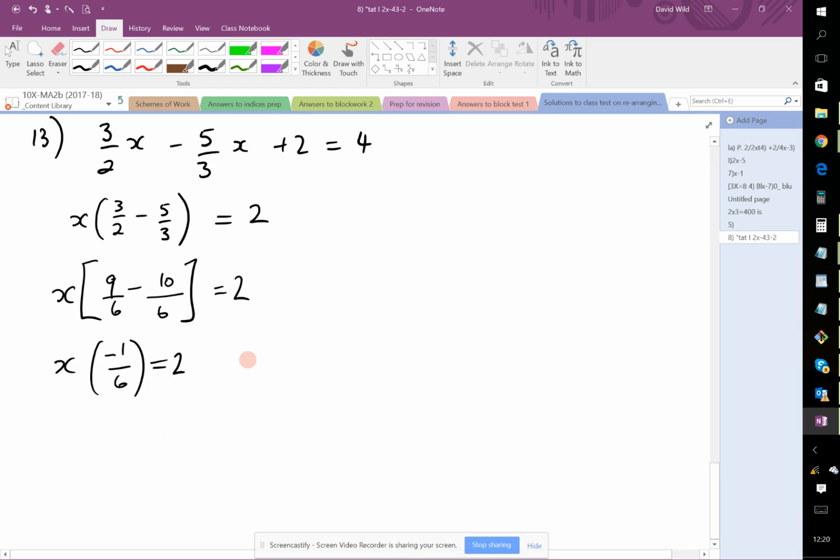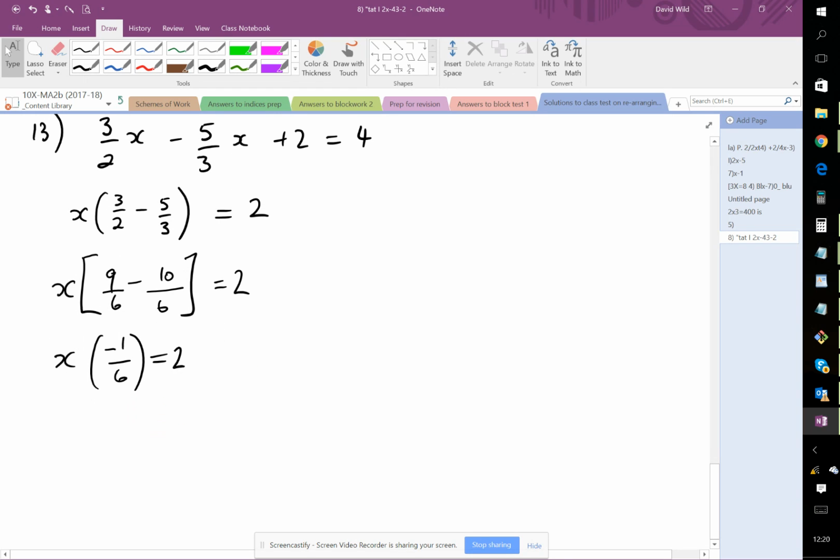Equals 2. So now we can multiply through by 6, and now multiply through by minus 1. So again, if you get minus x equals something, if you want to get x equals, we multiply through by minus 1, and it turns this minus x into x. But we must remember to multiply the whole of the right-hand side by negative 1 as well.